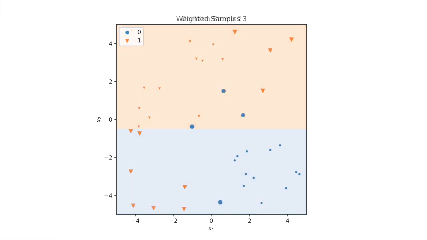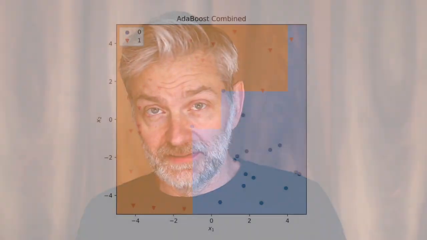The samples are reweighted yet again, and another stump is trained. The samples are yet again reweighted, yet another stump is trained. Finally, we have 5 learners, each of which has learned a different boundary, and we put them together in a weighted sum and use the zero threshold decision function. We get a boundary that looks like this.